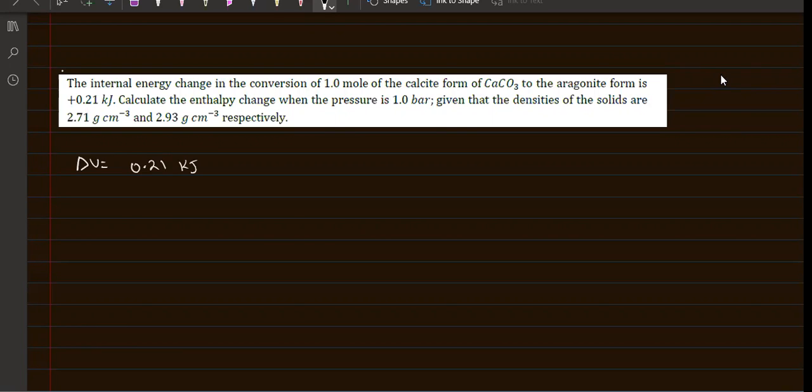So we know that delta H is equal to delta U plus P delta V. Yes or no? Pressure is given. Now you have to find volume. So delta V is equal to V2 minus V1. And density is given. So what's the meaning of density? Tell me. We know that PM is equal to DRT.